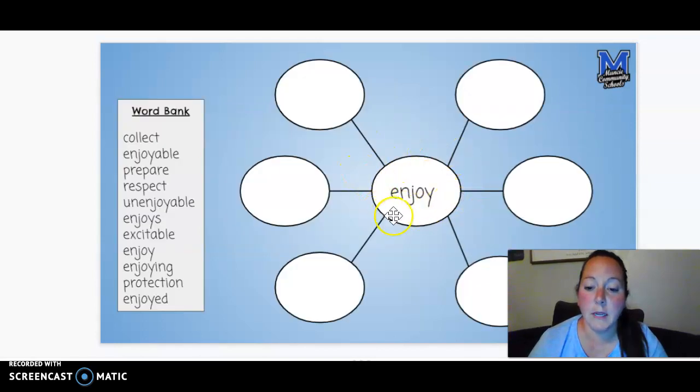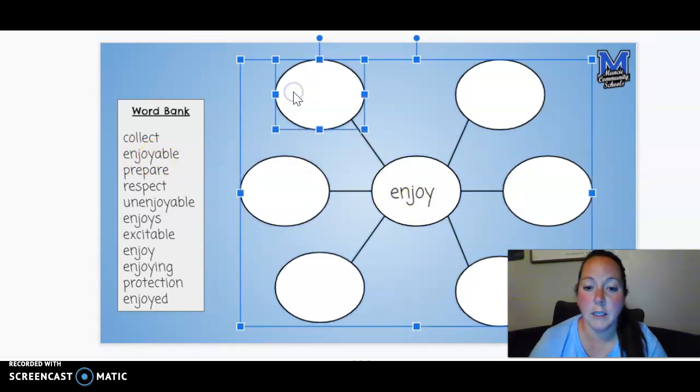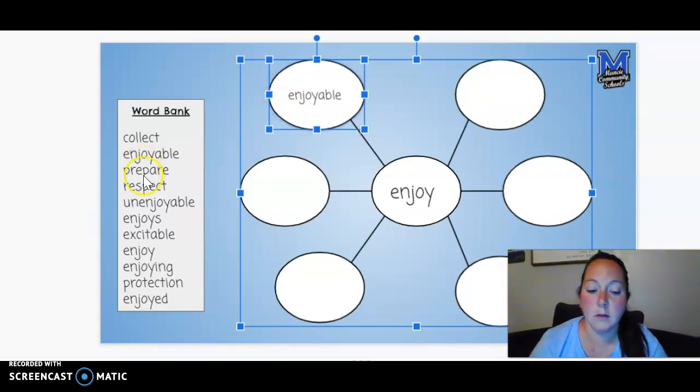So in the middle, we have the word enjoy, and we have all of these words in our word bank. The word collect does not have the same root as enjoy, so we are not going to type that in one of these circles. Then we look at the word enjoyable. Enjoyable has the root enjoy, so I am going to click in the circle and type enjoyable. I'm going to do that for the rest of the words and fill in my chart.